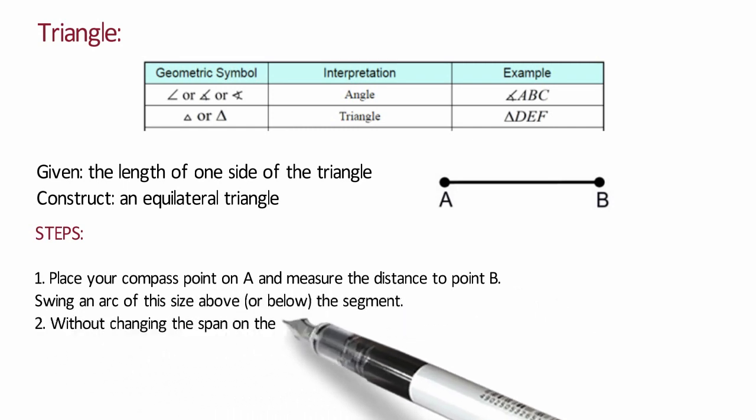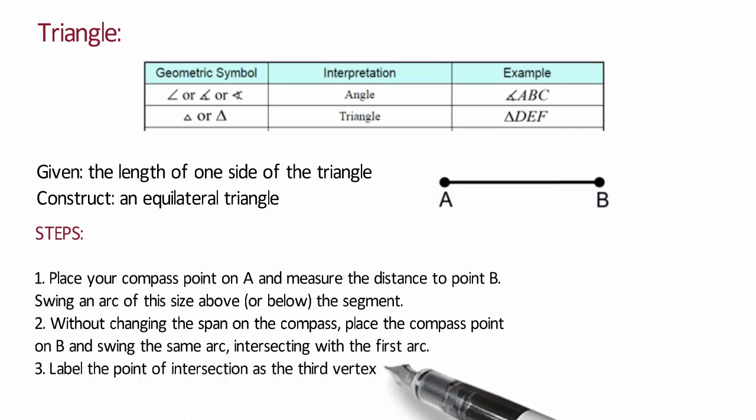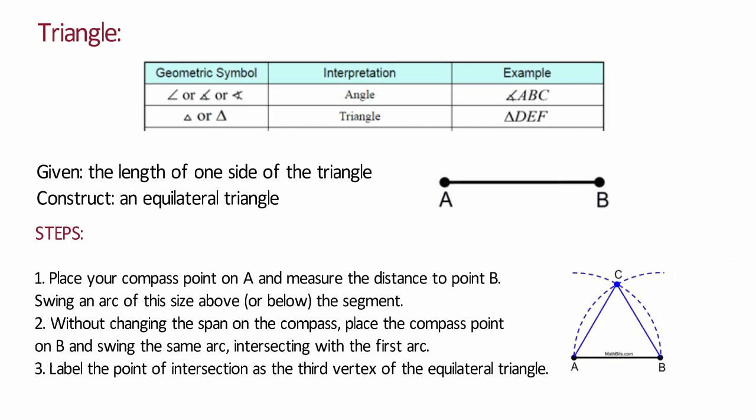2. Without changing the span on the compass, place the compass point on B and swing the same arc, intersecting with the first arc. 3. Label the point of intersection as the third vertex of the equilateral triangle.